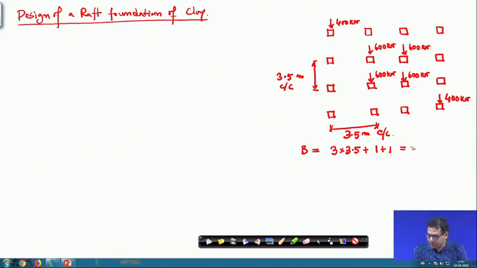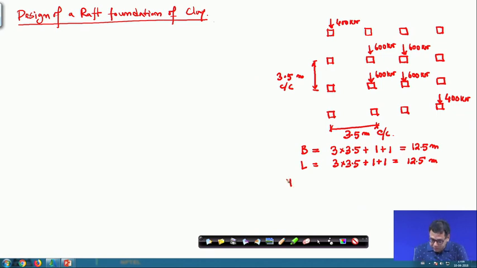So, this is equal to 12.5 meter. Similarly, L also I am taking, this is 3 into 3.5, then I am taking 1 meter additional on both sides from the center of the column. So, 1 meter plus 1 meter, that is also 12.5 meter. Okay. So, this is the dimension.